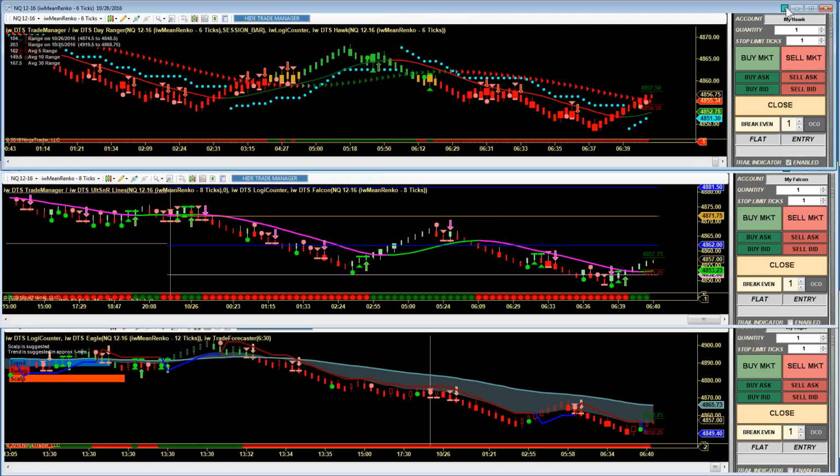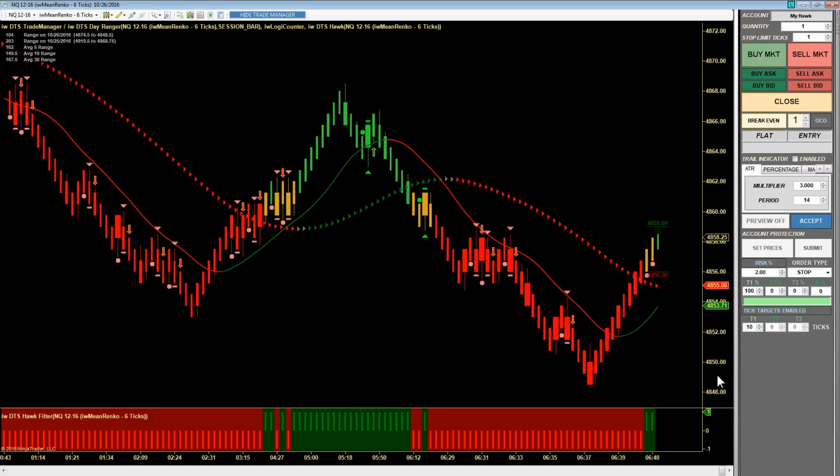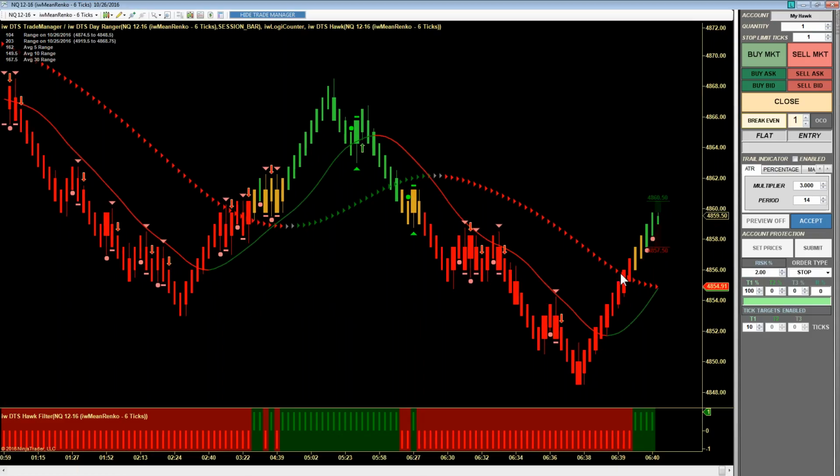Okay, looks like we did get tagged here at break even when the market made that little bit of a reversal. Okay, now we're going to produce a green bar sell. Looks as though they're going to try to get into that opening range gap this morning. That's very ambitious.